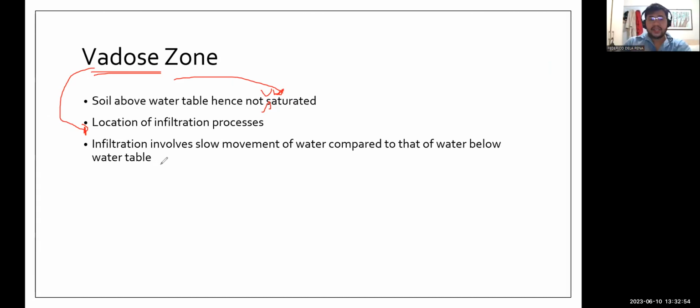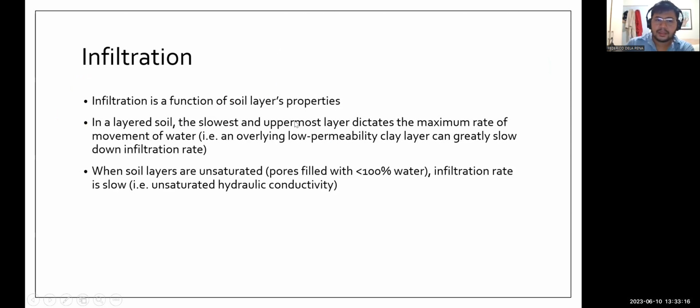Sorry for that. The vadose zone is where your infiltration process is happening, and it involves a slow movement of water compared to the movement of water in the water table or in the aquifers. Infiltration is basically a function of your soil properties. For example, clay will have a very low permeability or infiltration rate as compared to sand or fractured rocks, which can have very, very high infiltration rates.